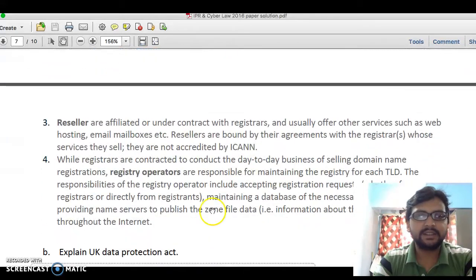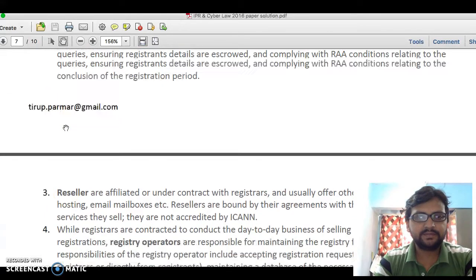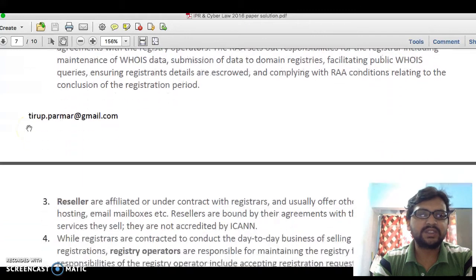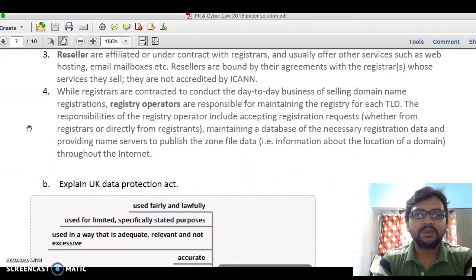Next is reseller. As I said, those certified people are going to allow some other resellers to distribute domain names as well. So that is the same thing given here. Then last is, while registrars are contracted to conduct day-to-day business selling domains, and the same things. I hope the topic DNS is clear.